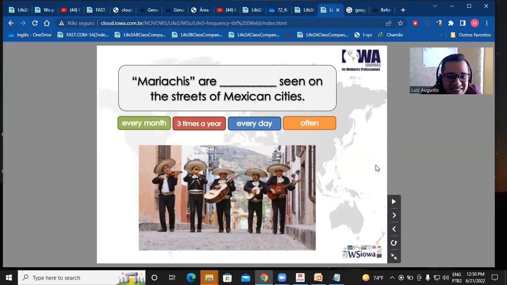Mariachis are verb to be. Verb to be, yes. Mariachis are seen on the streets of Mexico City three times every day, every month, often. Often, yes.